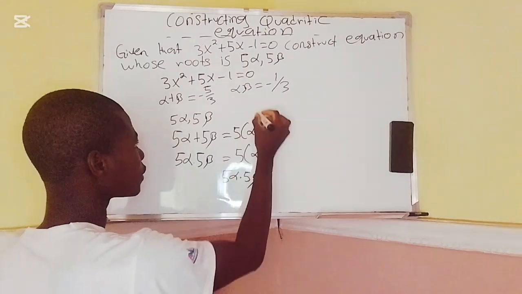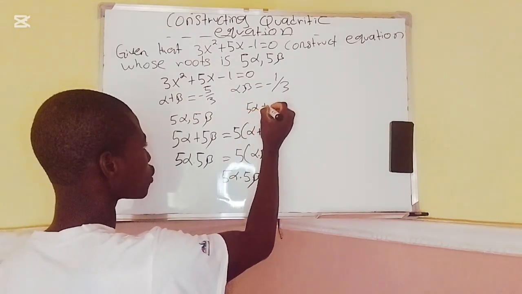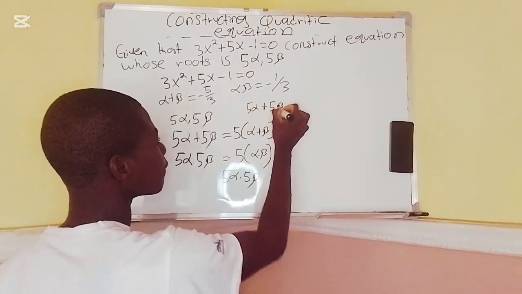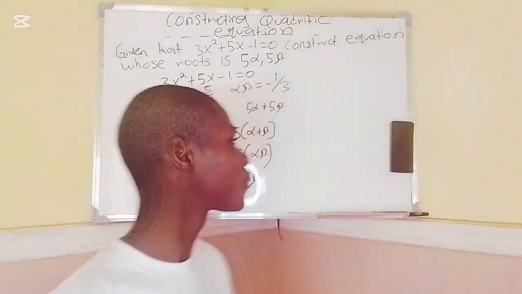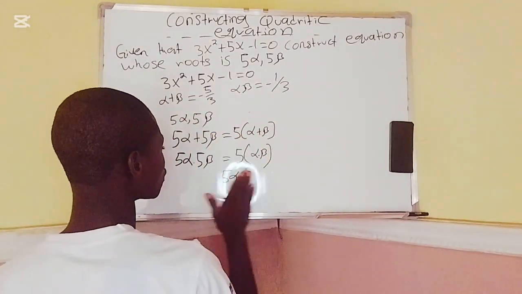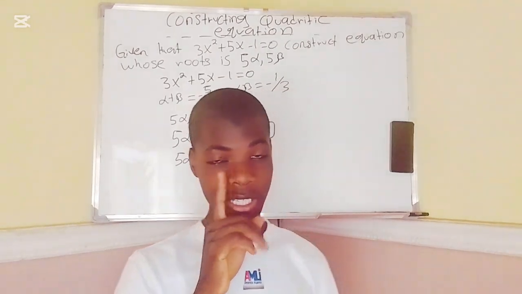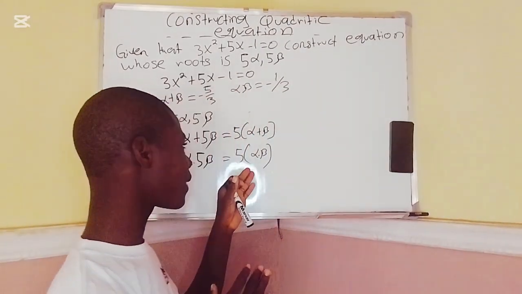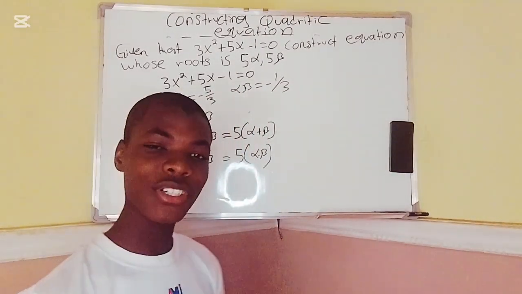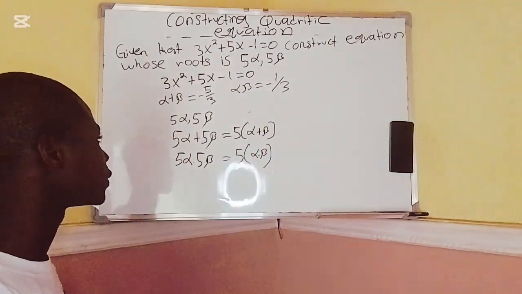5 beta. 5 multiplied by it will give me 5 alpha plus what? This multiplied to give me 5 beta. So this is how it is. I already have the value of alpha plus beta, which is the sum of the roots, and I already have the value of alpha beta, which is the product of the roots. So let me show you.